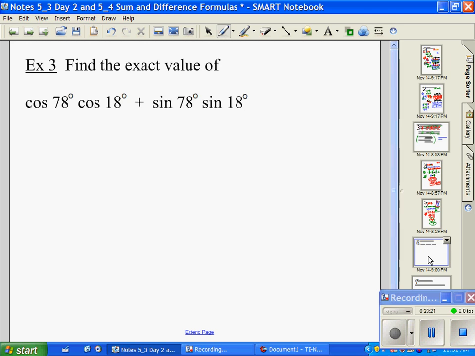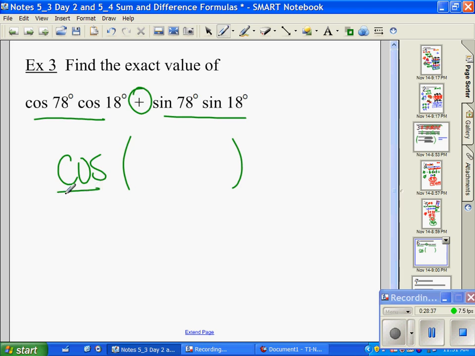So what we want to figure out is which one is it? Is it the cosine formula or is it the sine formula? What you'll notice is that both of them are cosine, both of them are sine. So we know that this is the cosine formula. The next thing that we need to recognize is this is a plus. But with the cosine formula, they're opposite.